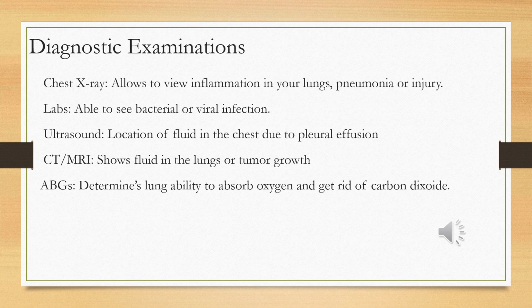An ultrasound would show the location of fluid in the case of a pleural effusion, and a CT or MRI would show whether there was fluid in the lungs or tumor growth, and the exact location of the tumor growth. And then ABGs, your arterial blood gases, would determine your lungs' ability to absorb oxygen and get rid of carbon dioxide, to figure out if you're retaining any carbon dioxide, because if that were the case, it can lead to respiratory acidosis and then possibly respiratory failure if not corrected.